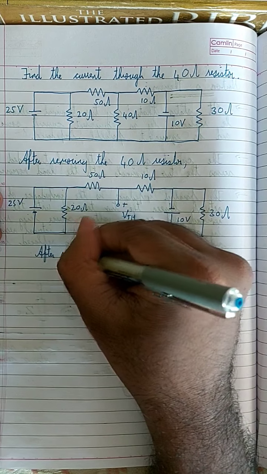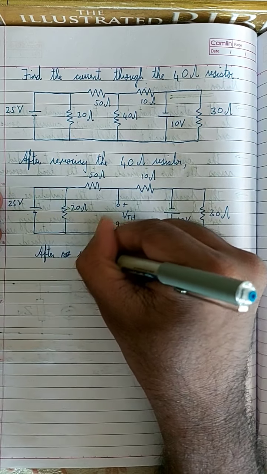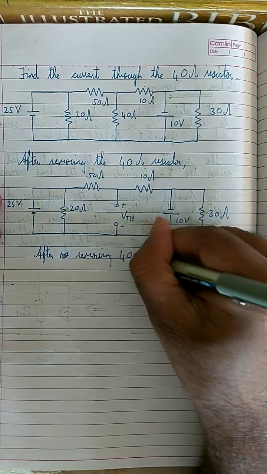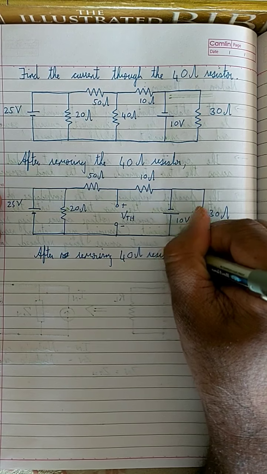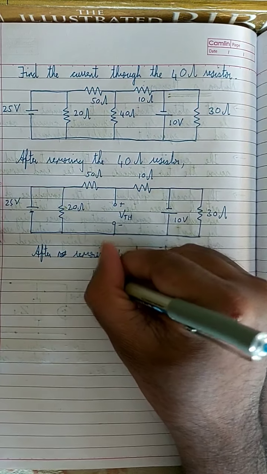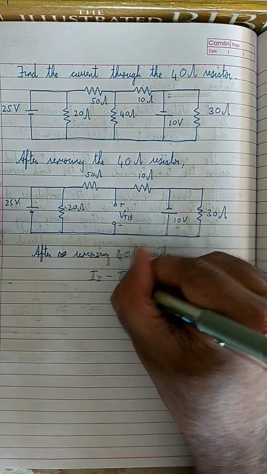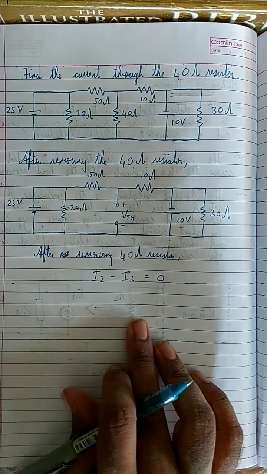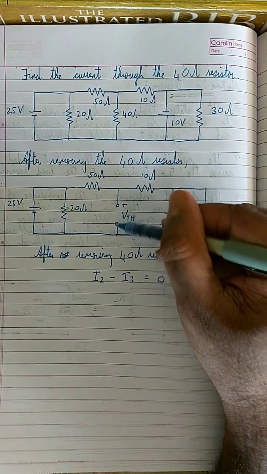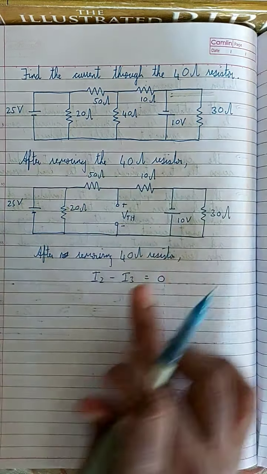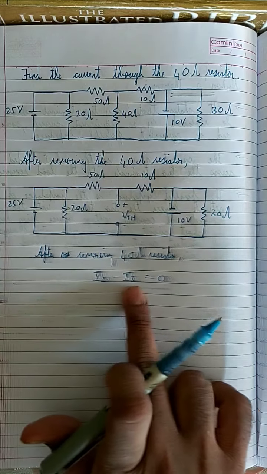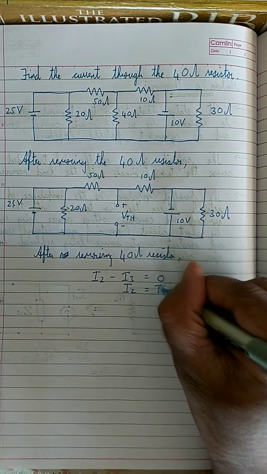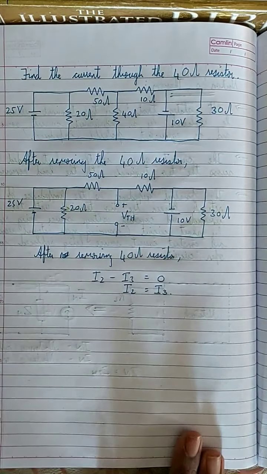So after removing the 40 ohm resistor, I2 minus I3 is equal to 0, right? Because that is the current through this branch. No current will flow through this branch. Therefore, the current through the branch, I2 minus I3, is equal to 0. Therefore, I2 is equal to I3, right?